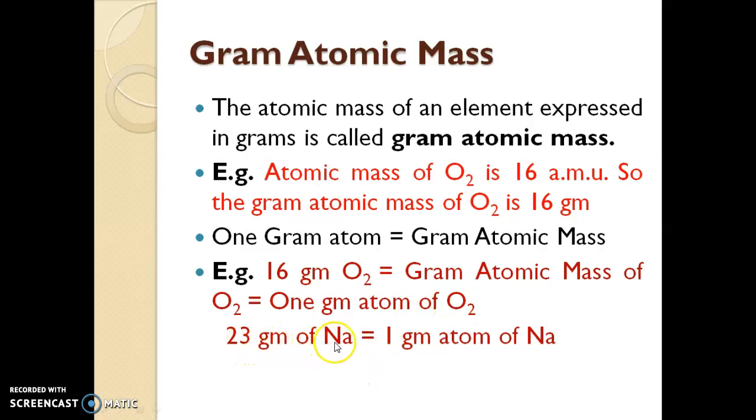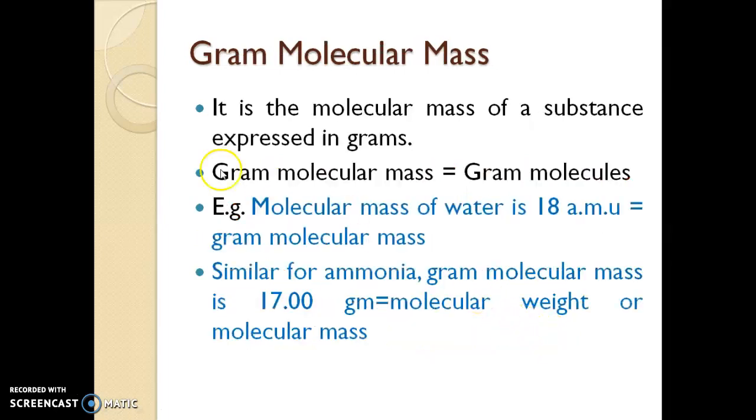Similarly, 23 gram of sodium is equal to 1 gram atom of sodium. Now consider the gram molecular mass: the molecular mass of a substance expressed in grams. So gram molecular mass is equal to gram molecule. Now what is the molecular mass of water? That is 18 AMU, so the gram molecular mass, or molecular mass of water, is 18 gram. Similarly, for ammonia, gram molecular mass is 17 gram, which is equal to the molecular mass.